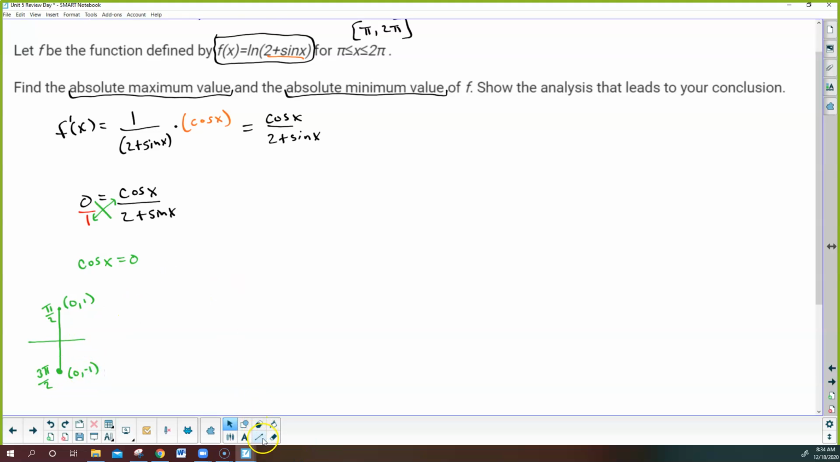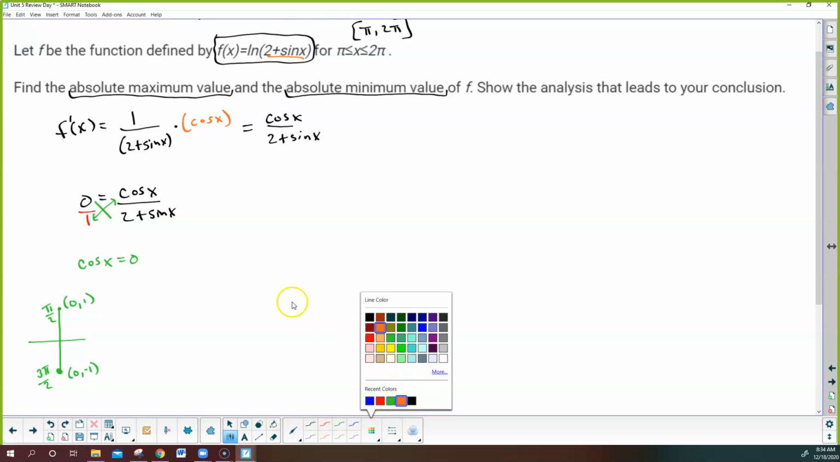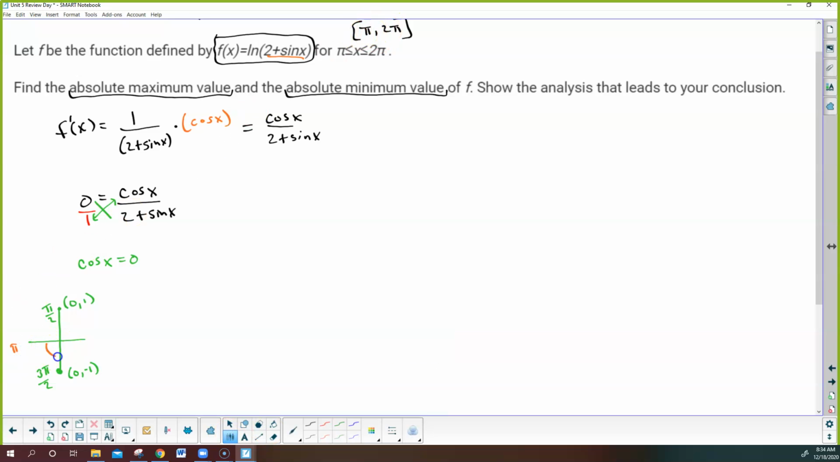All right, now we have to be really careful because one of these answers is not in the given interval. I want the answers between pi and 2 pi, which excludes pi over 2. That's not part of our interval, even though that's an answer. So the only answer that I'm looking for is 3 pi over 2.